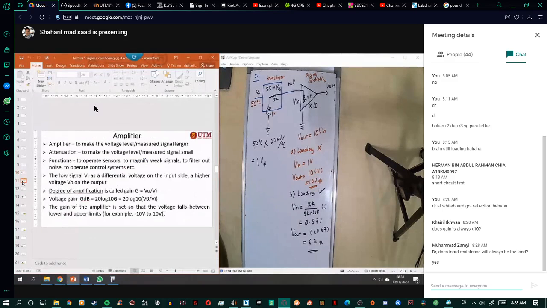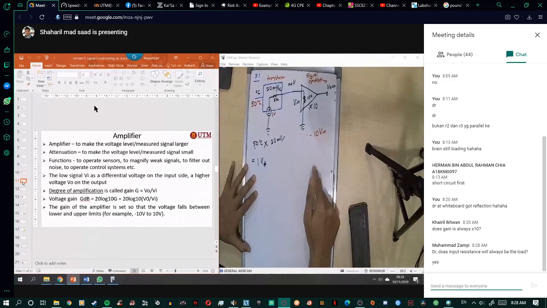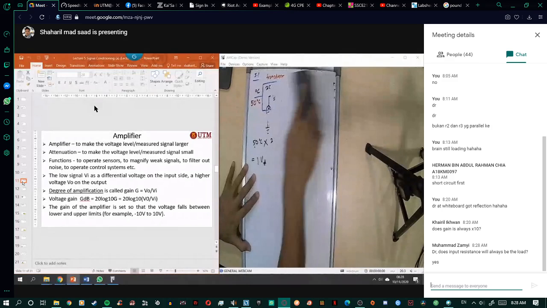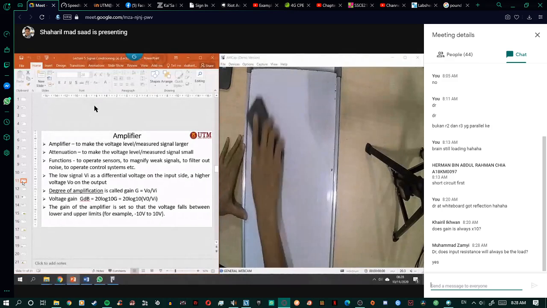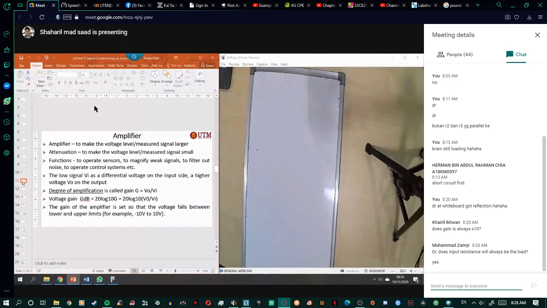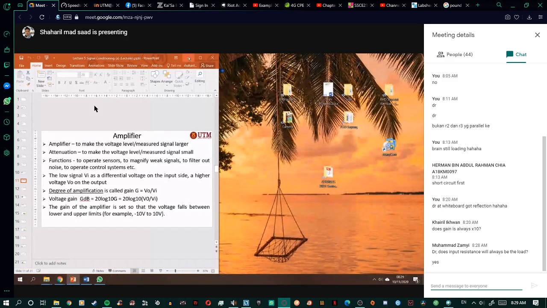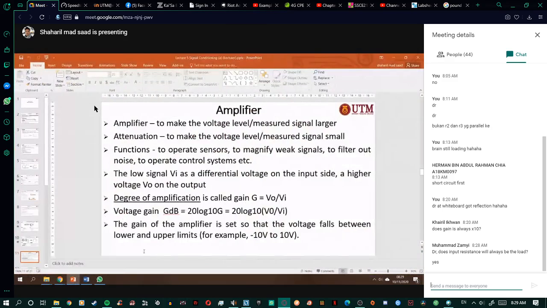Okay. So next we move to the amplifier. Before that, you can see that before this is 10 volt, right? And when you ignore the loading and when you include the loading, the output will become 6.6 volt, right? So of course, when you have the loading, the voltage will drop a little bit. Okay, so let's move to amplifier.